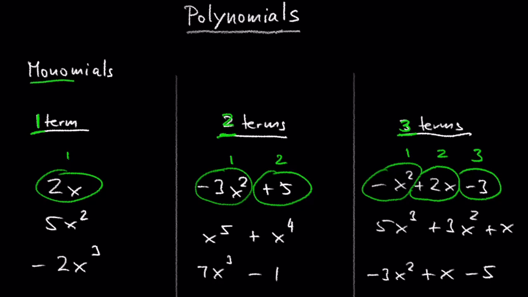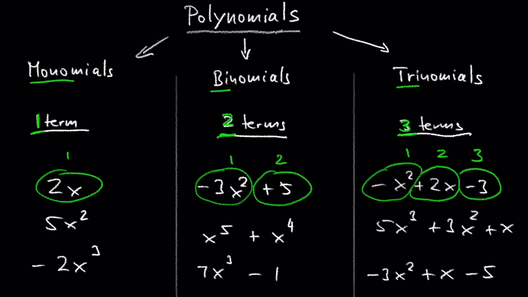Polynomials with two terms we call binomials. Bi means two. And polynomials with three terms are called trinomials. Tri stands for three. Polynomials with 4, 5 and more terms have different names, but in general we just call them polynomials. Poly means many.